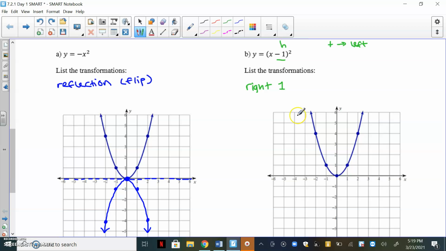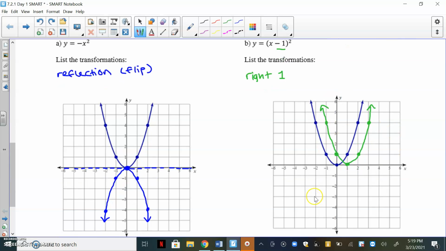So now that I know that, all I got to do is take all of these points and scooch them over 1 box to the right. So this one's going to move over here, this one's over here, this one's over here, and I'll go to the left ones. This one moves over 1, this one moves over 1. So this is then my transformed graph. And that is my final product.